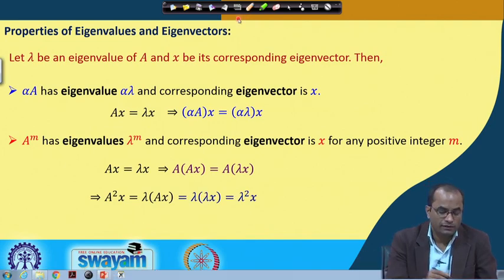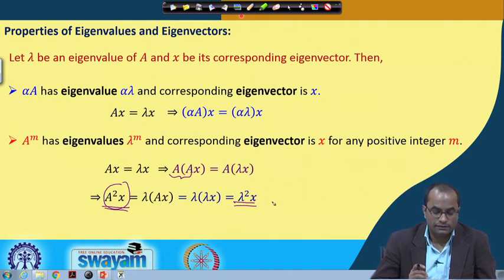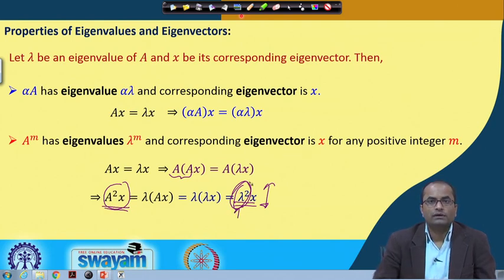So, what relation do we have now: A square x, that was the multiplication of A with A, is equal to lambda square x, which tells that the matrix A square has the eigenvalue lambda square, and lambda was the eigenvalue of A. So, with this relation we can easily get the eigenvalues of A square or A cube or A power any integer m, because the power will just go to the eigenvalue and the eigenvector will also remain the same, which was the eigenvector of lambda for matrix A.